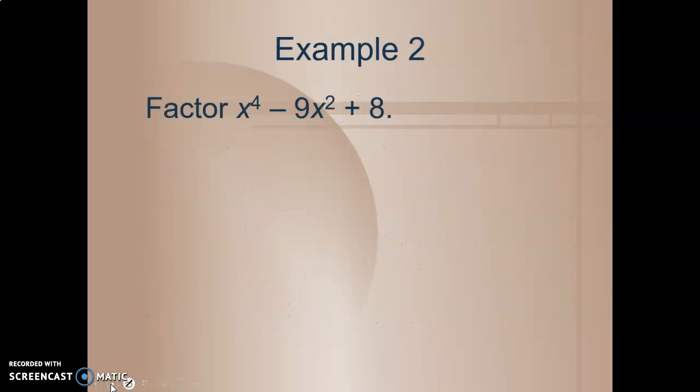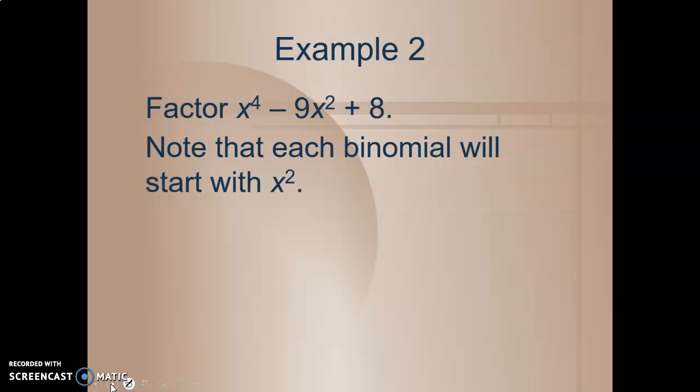Let's factor x to the 4th minus 9x squared plus 8. We want to make sure that we factor it completely. Note that each binomial is going to start with x squared. So this is x squared squared, there's our quadratic term. Here's 9x squared to the 1st, so there's our linear term, if you will. And then we have our constant term. So we can factor this just like we did before.